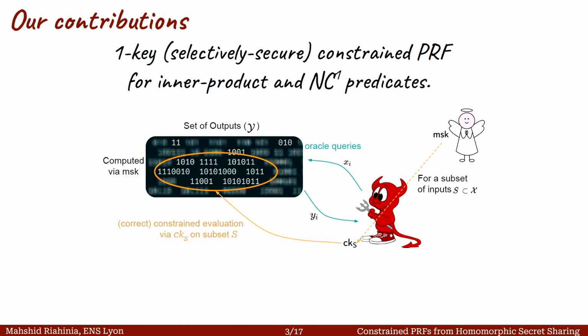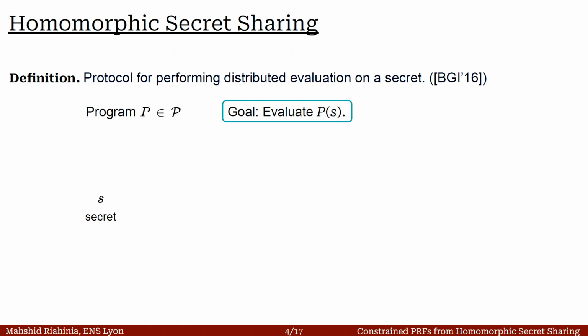Now, in our work, we construct a constrained pseudorandom function for the class of inner product and NC1, so log depth predicates. Our construction allows for the generation of one constraint key, so for one subset. And it's selectively secure in the sense that in the security game, we need this subset S to be known before anything else. We also have some cool MPC applications that I will mention later.